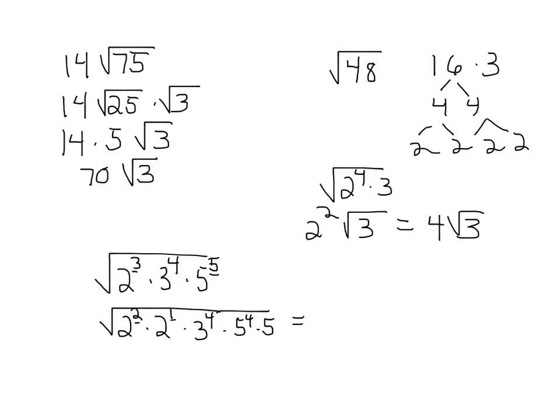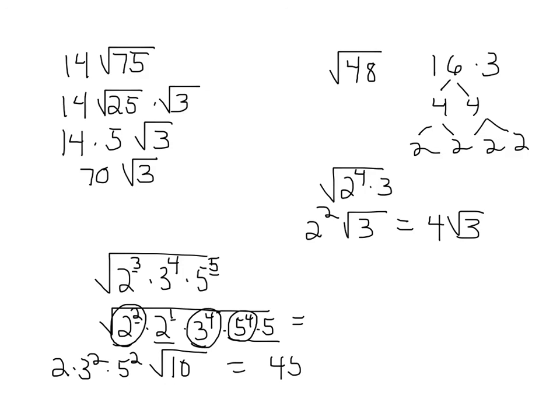Now I'm ready to take the square roots of the perfect squares. The square root of 2 squared is 2. The square root of 3 to the 4th is 3 squared. The square root of 5 to the 4th is 5 squared. And then what stays in is 2 times 5, or 10. And that would make this end up equaling 2 times 9 times 25, or 450 root 10. So this just takes practice, but it's a fundamental skill for this entire chapter, so it's important to work at it.